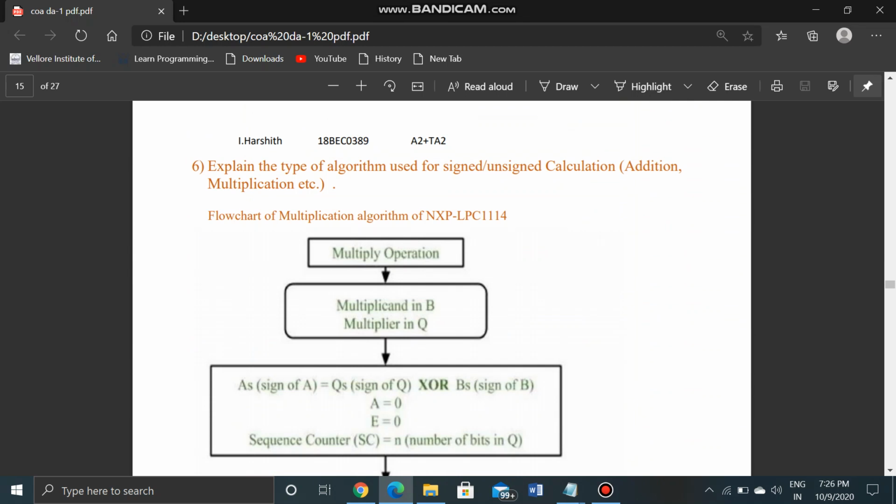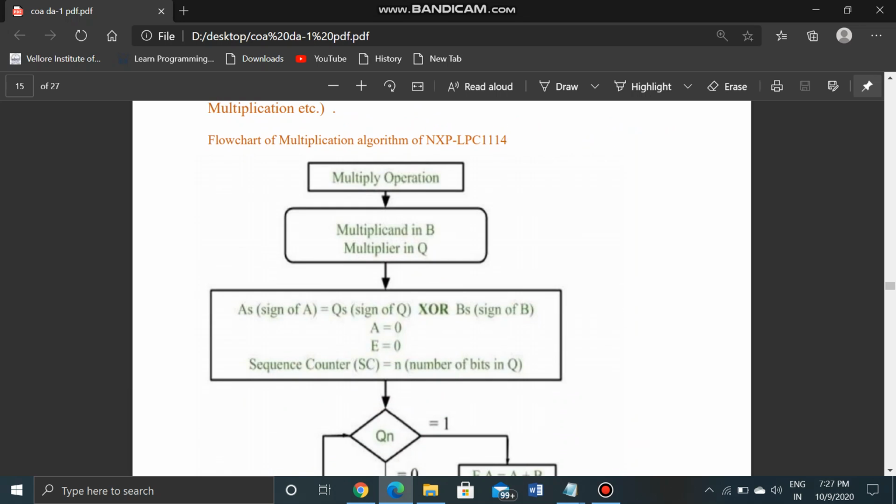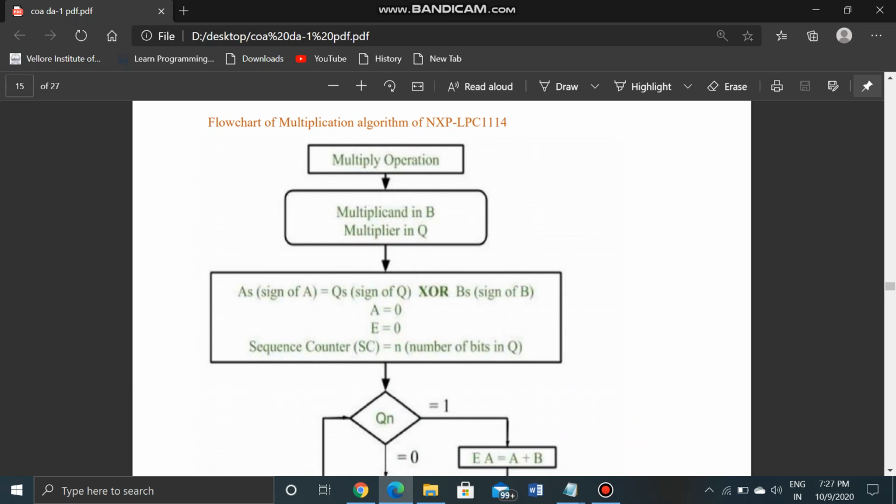You can go through it, and I will be explaining about this. So how to calculate the algorithm. So addition algorithm, subtraction, multiplication algorithm, using this NXP LPC 1114. So this is the flowchart of this algorithm.